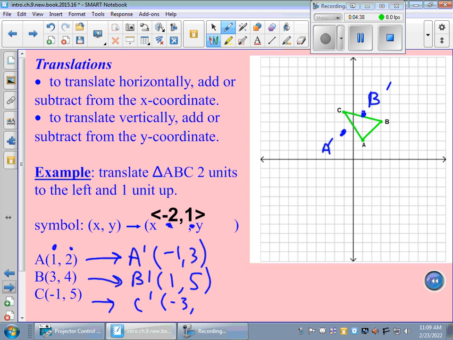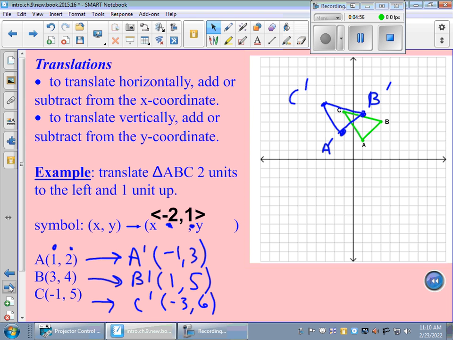And 5 plus 1 there is going to be 6. Or you can go right from the ordered pair. If I go 2 to the left and up 1, this is my new C prime, and it should be at the same location, negative 3, 6. I know this board isn't always going to work, but that would be our new triangle.